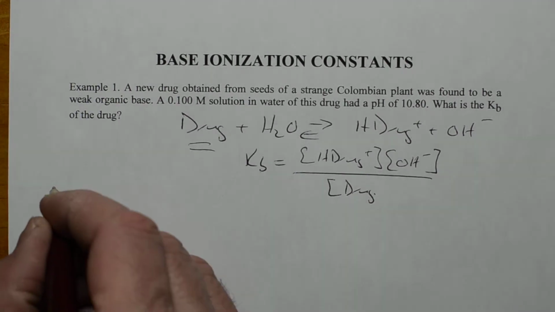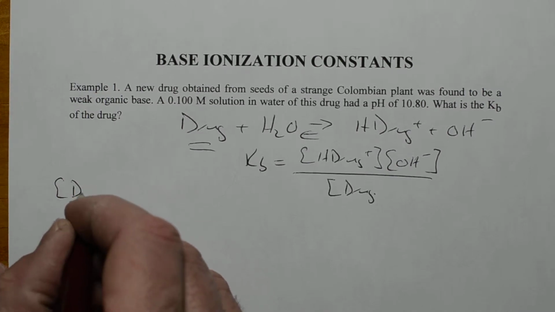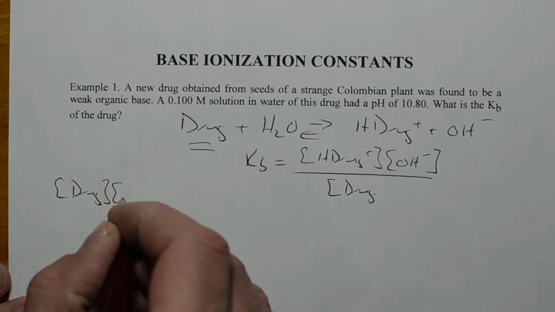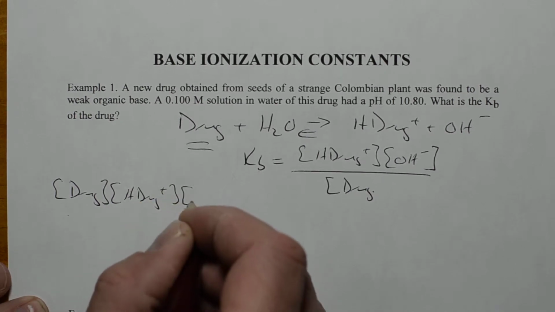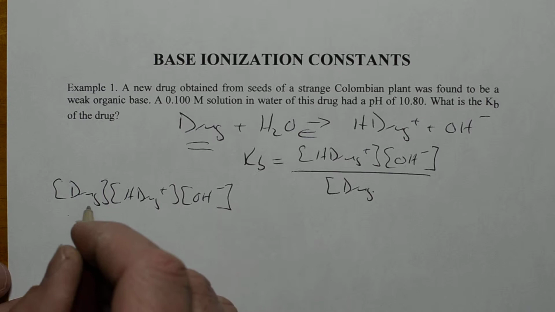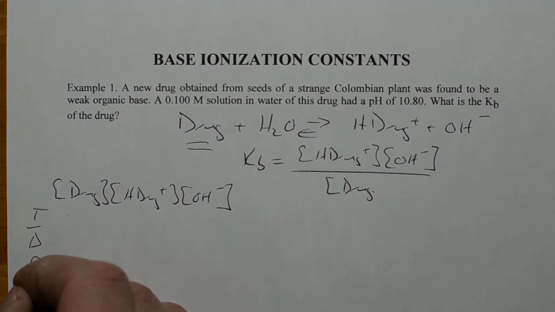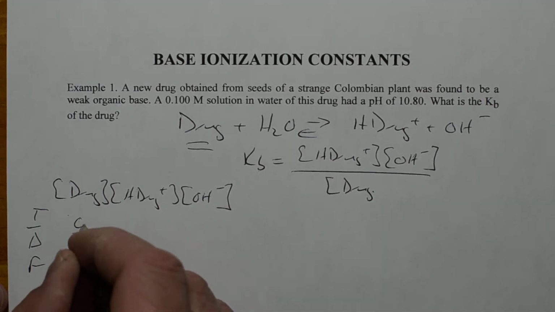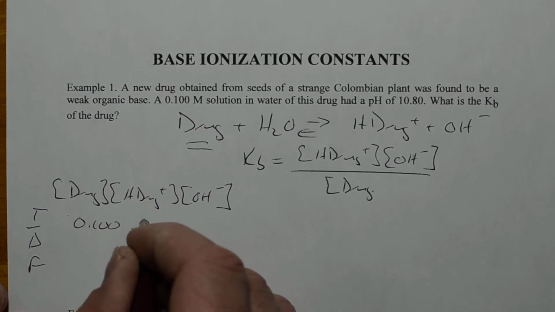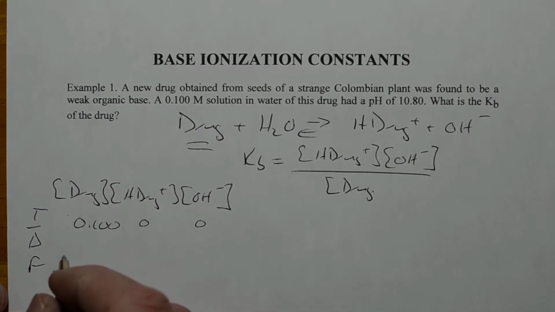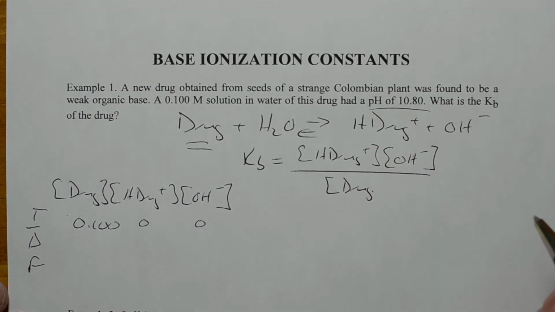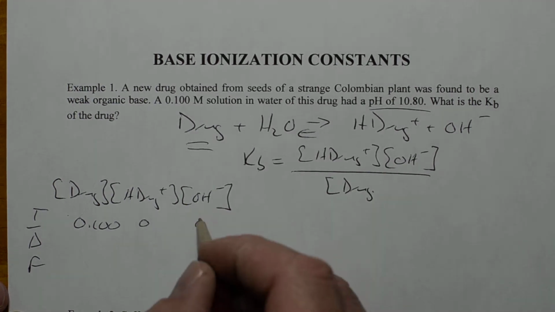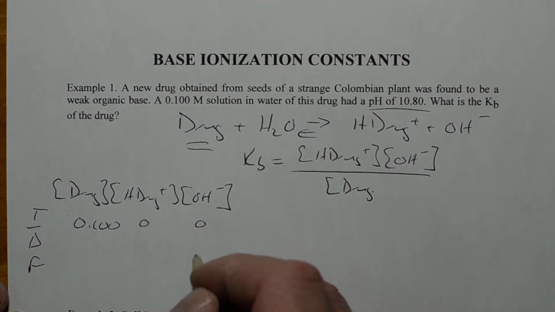Let's go down over here and get our table together, as you know how to do this, hopefully. H drug plus and OH minus: initial, change, and final. So we have 0.100, 0, and 0. Now what are we going to do here? Well, notice that we have a pH of 10.80. We need the concentration of OH minus.